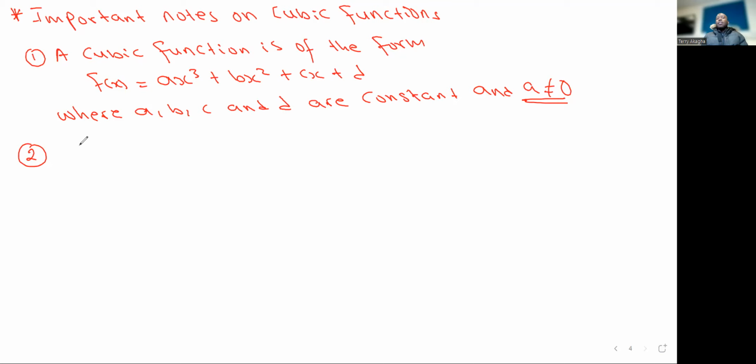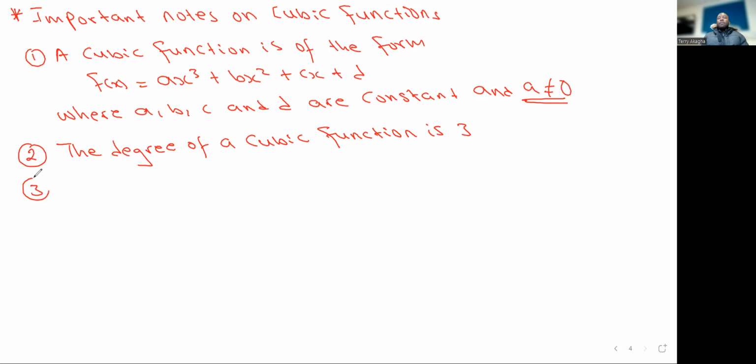Number 2 is that the degree of the cubic function is 3. When we talk about the degree, we're referring to the highest power of x, okay? So the degree of a cubic function is 3. That means you can never have the highest power of x be less than 3. You should always have it to be 3. That's what we call a cubic function.